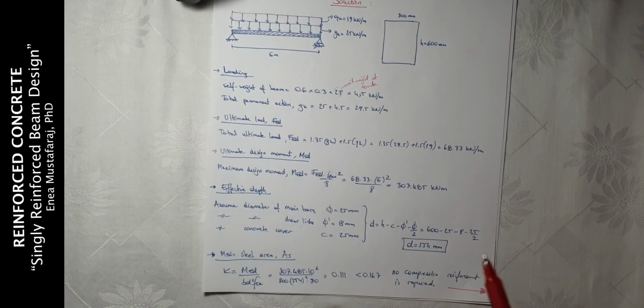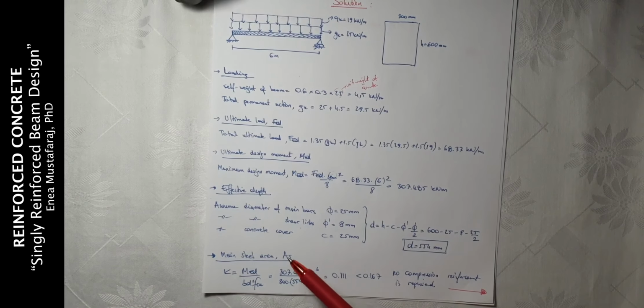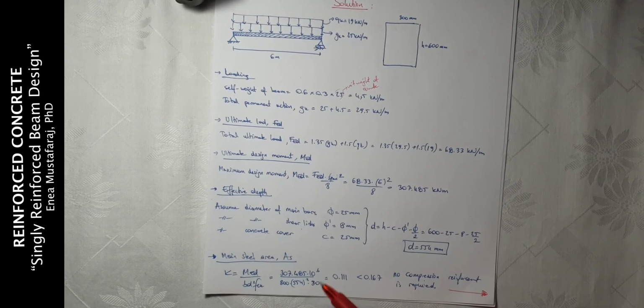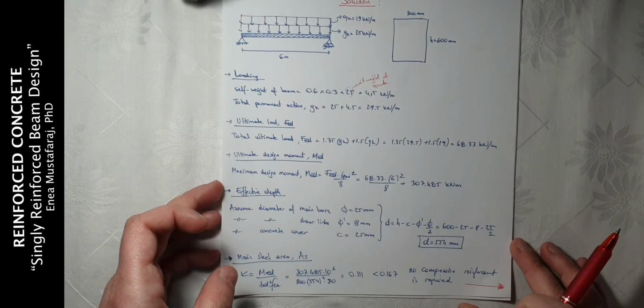In order to calculate the main steel area, which is the one asked in our problem, we need to calculate the value of K first. So if we do the division, we find that K is 0.111, which is less than 0.167, and there is no need for compression reinforcement. So we are going to design this beam as singly reinforced.